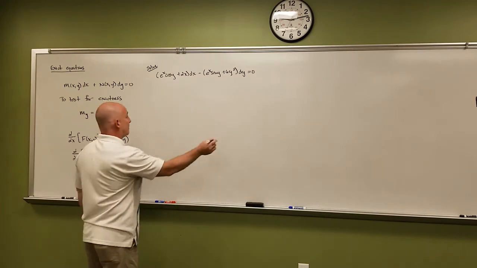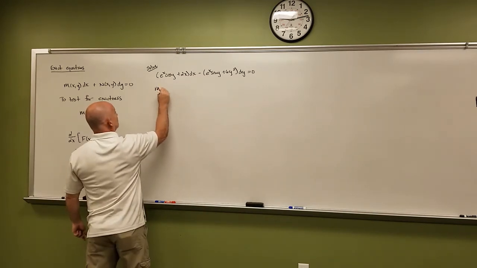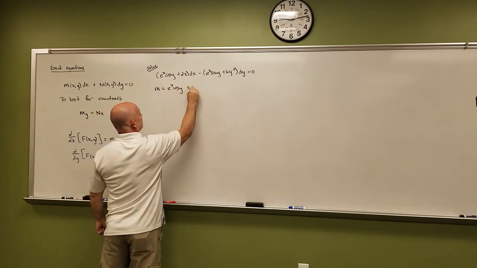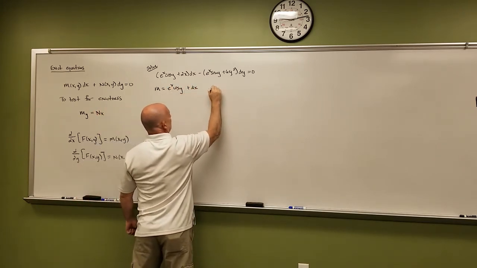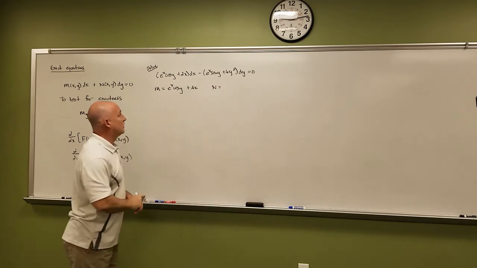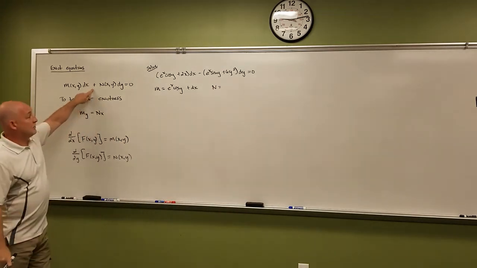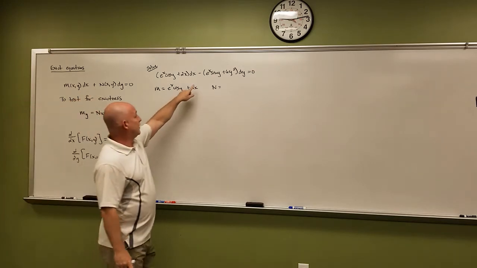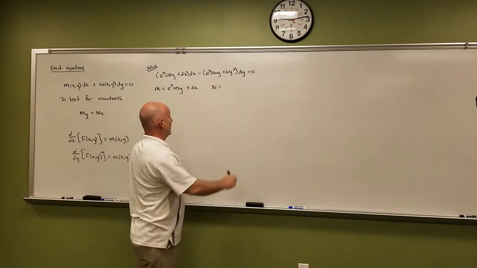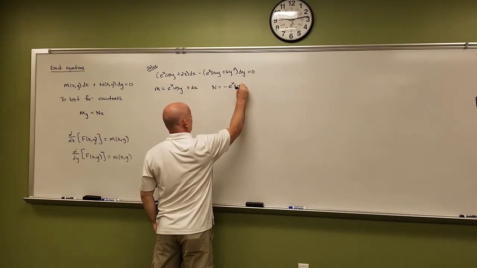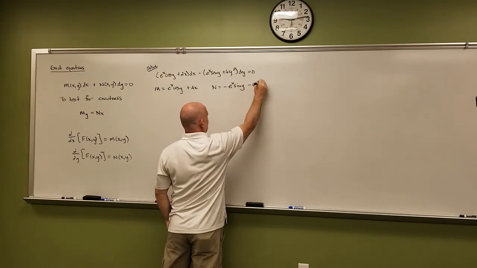So by looking at it here, our function M would be e to the x cosine y plus 2x, and our equation N, now here's where you're going to make a little bit of a mistake. Remember, in this form, that has to be a plus. So for this to be a plus, we're going to have to distribute the negative, so that would be minus e to the x sine y minus 6y squared.